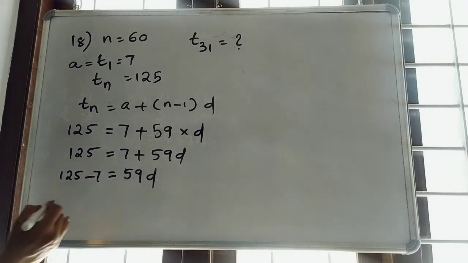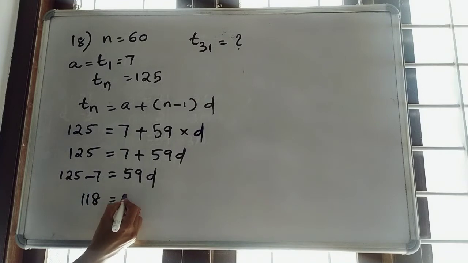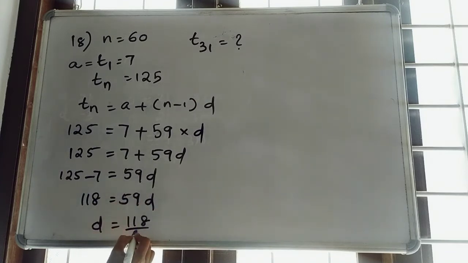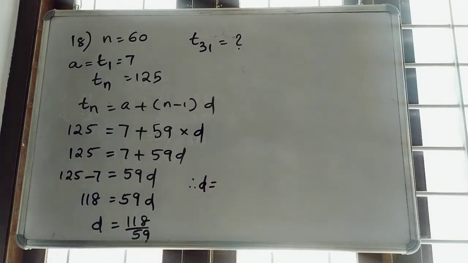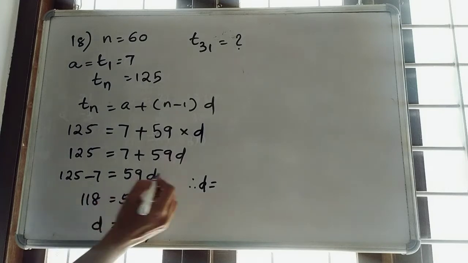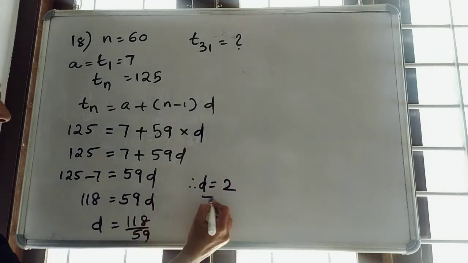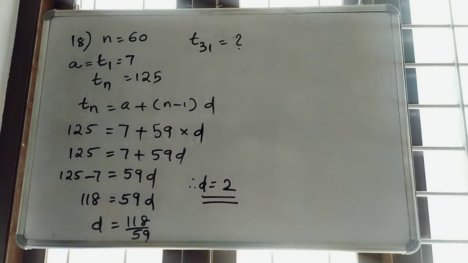125 minus 7 is 118, which is equal to 59D. So D is equal to 118 divided by 59. 59 times 2 is 118. So the common difference D is equal to 2.